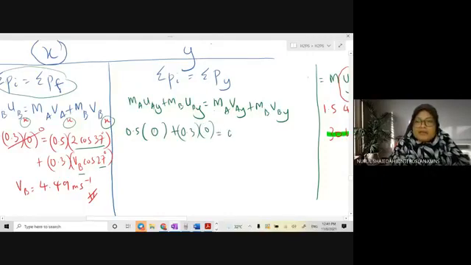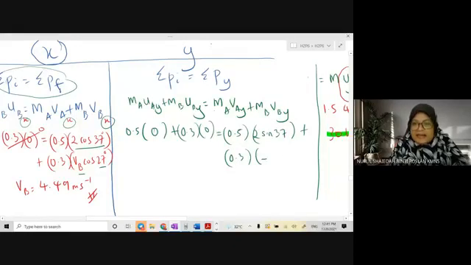So MA masih lagi 0.5, tapi VAY kita akan buat 2 sin 37. Sebab apa sin? Sebab sini cos, sini jadi sin lah. Plus MB 0.3. Yang ini lain macam sikit. Kita kena letak negatif VB sin 27.